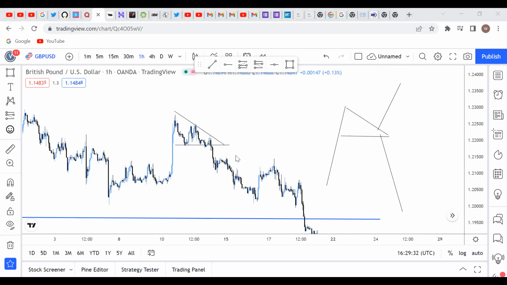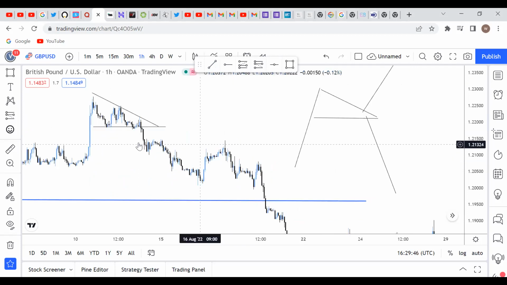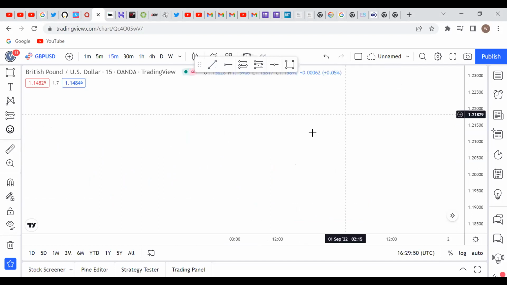Now it's a descending triangle. Why? The lower part is flat. It's a flat area. Then the other part is descending. But I wouldn't take this trade since I'm in a downward trend. So I would look around for another triangle. Maybe I would drop lower in that area where we said descending triangle.